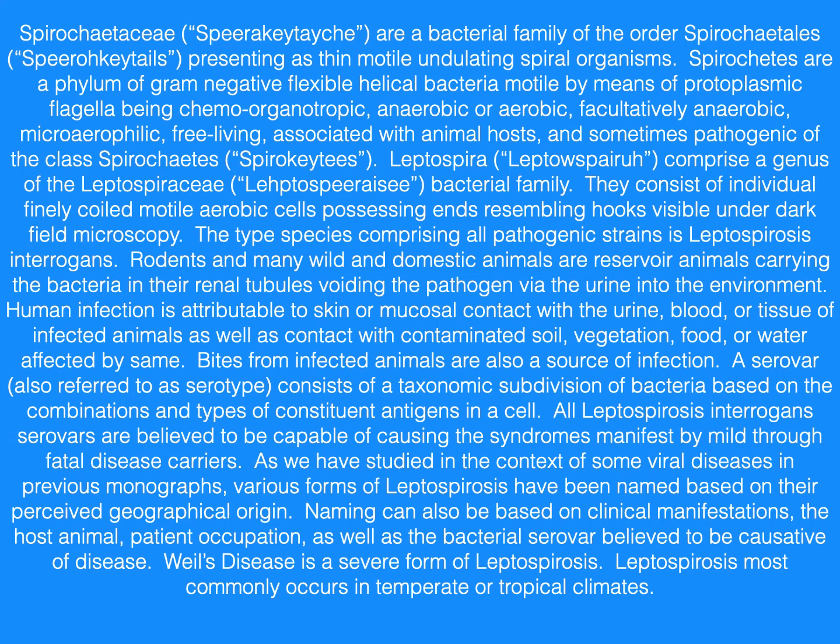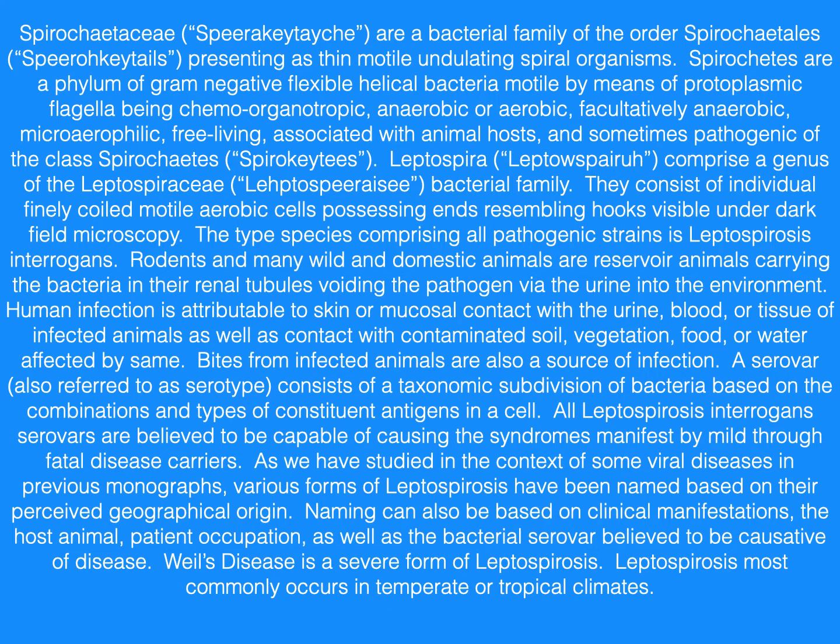Human infection is attributable to skin or mucosal contact with the urine, blood, or tissue of infected animals, as well as contact with contaminated soil, vegetation, food, or water affected by same. Bites from infected animals are also a source of infection. A serovar consists of a taxonomic subdivision of bacteria based on the combinations and types of constituent antigens in a cell. All Leptospira interrogans serovars are believed to be capable of causing the syndromes manifest by mild to fatal disease carriers.